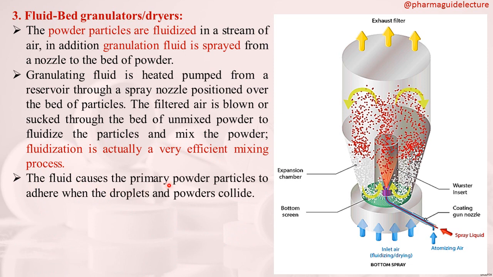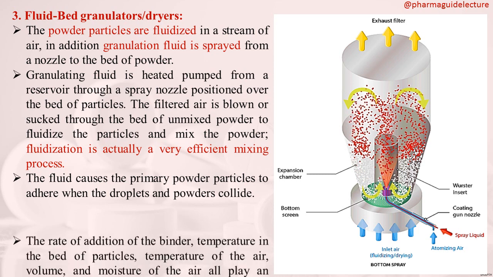The fluid causes the powder particles to adhere when the droplets and the powder collide. So when the droplets of the granulating fluid and the powder collide with each other, these droplets cause the powder particles to adhere to each other to form the granules. This will move our dry particles, and they will come down. So this process goes on like this and the formation of granules takes place.